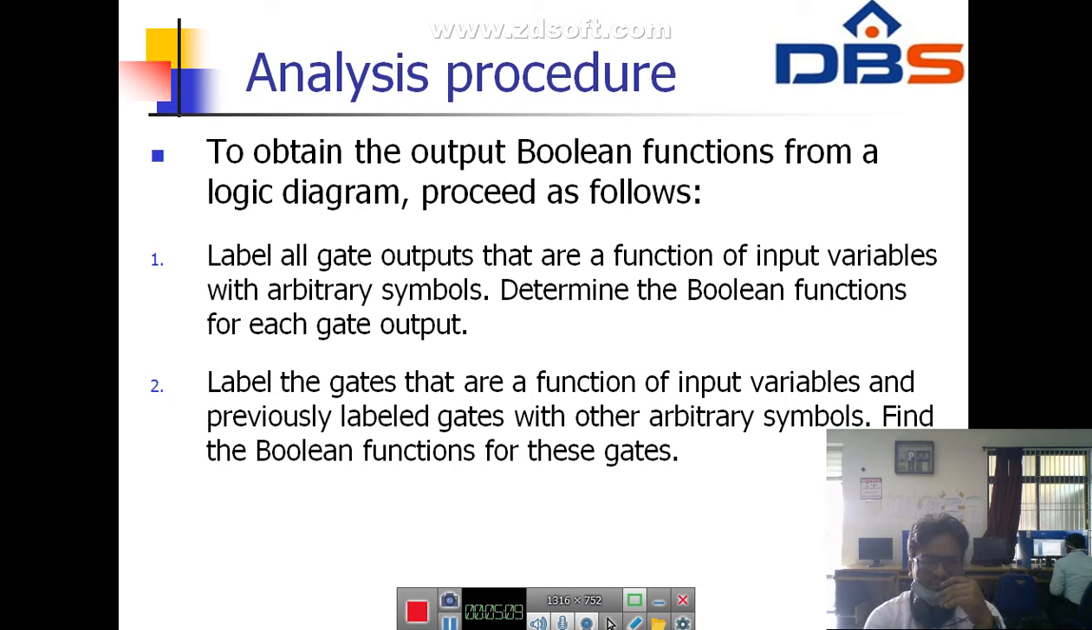The first step is to label all gate outputs that are a function of input variables with arbitrary symbols, and determine the Boolean functions for each gate output. Second, label the gates that are a function of input variables and previously labeled gates with other arbitrary symbols, and find the Boolean functions for these gates.